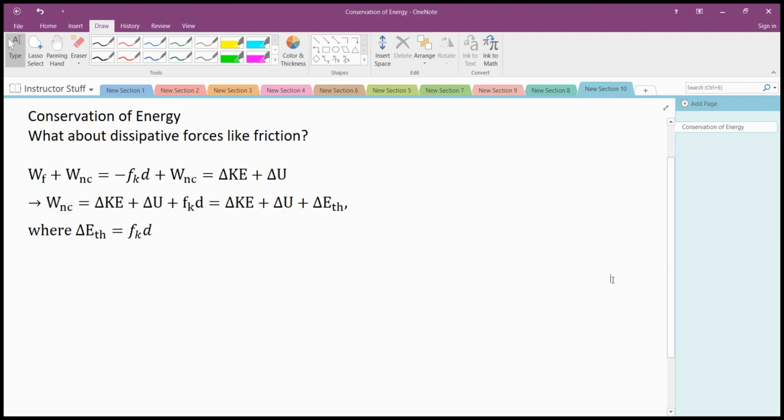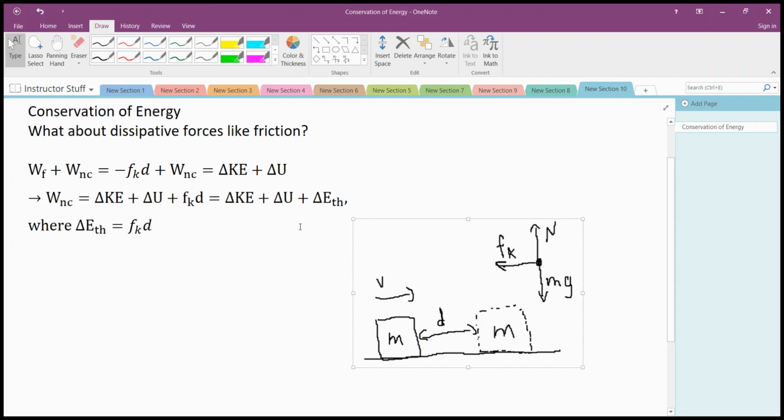So what do I mean by thermal energy? Consider the following scenario. Suppose we have a block that has some initial velocity and it is sliding on a surface with friction. It is slowing down because of the force of friction, as we see here. What is going on? Well, from one perspective, the force of friction is doing work on our object. So that would be looking at our work-energy theorem like this.